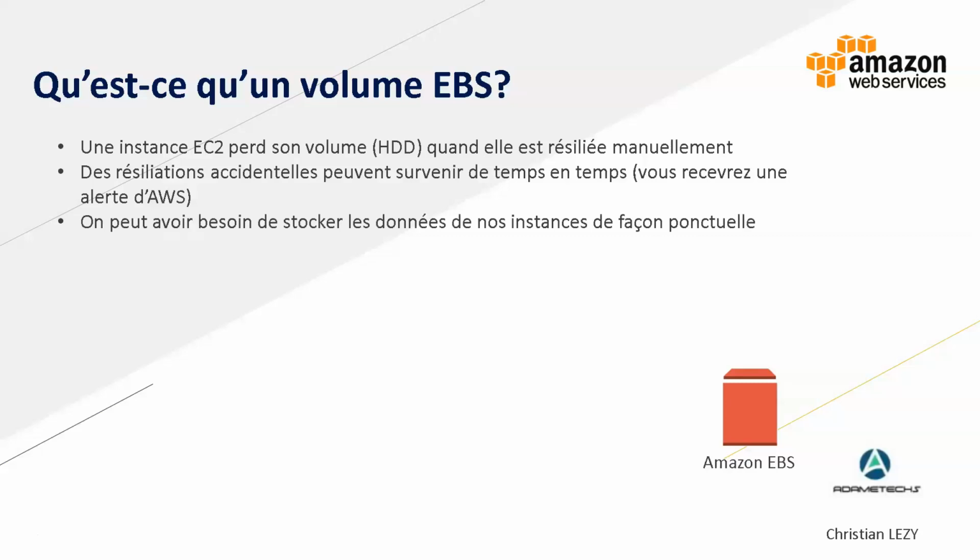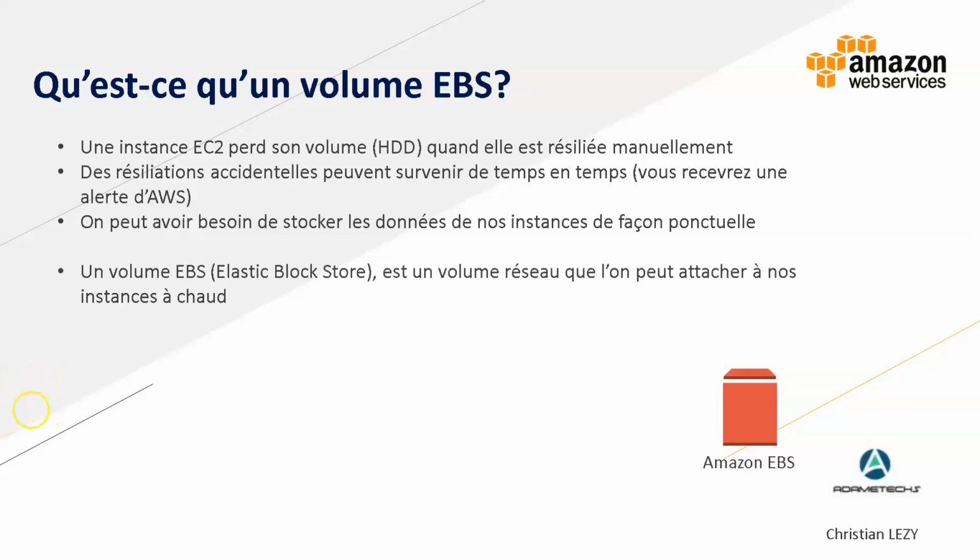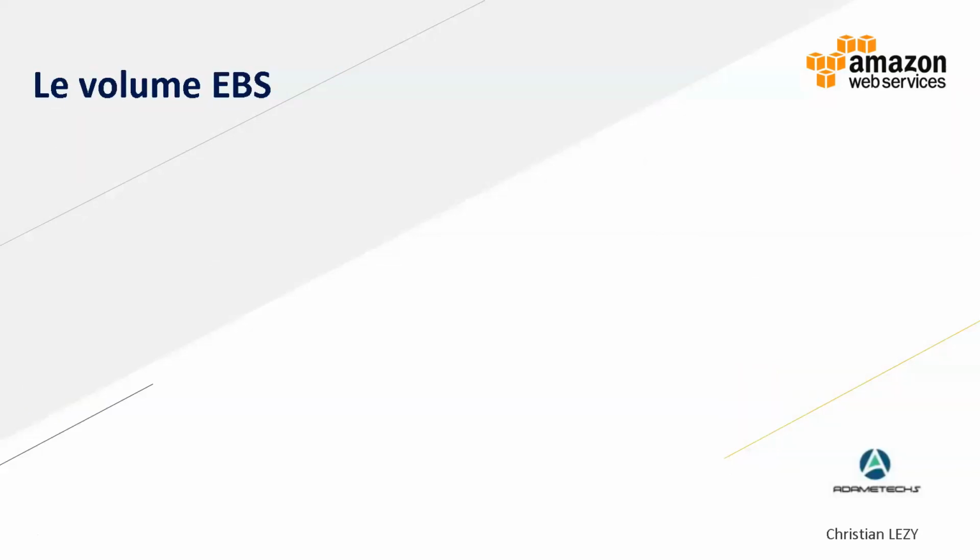We may also need to store data related to our instances in a punctual way, and thus have a storage medium independent from our instances. An EBS, or Elastic Block Store, volume is a network volume that we can attach to our instances on the fly. You have to imagine it as a USB key on the network. This allows instances to have persistent data.